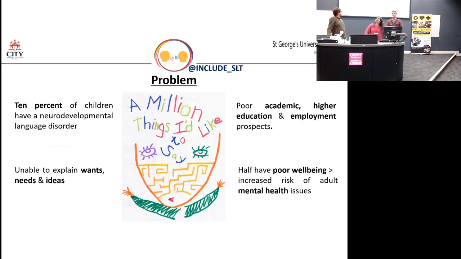People are generally not aware that 10% of all children present with a language difficulty, so they struggle to express their wants, needs and ideas. It's a more common neurodevelopmental condition than autism and ADHD combined, so it's a big problem.